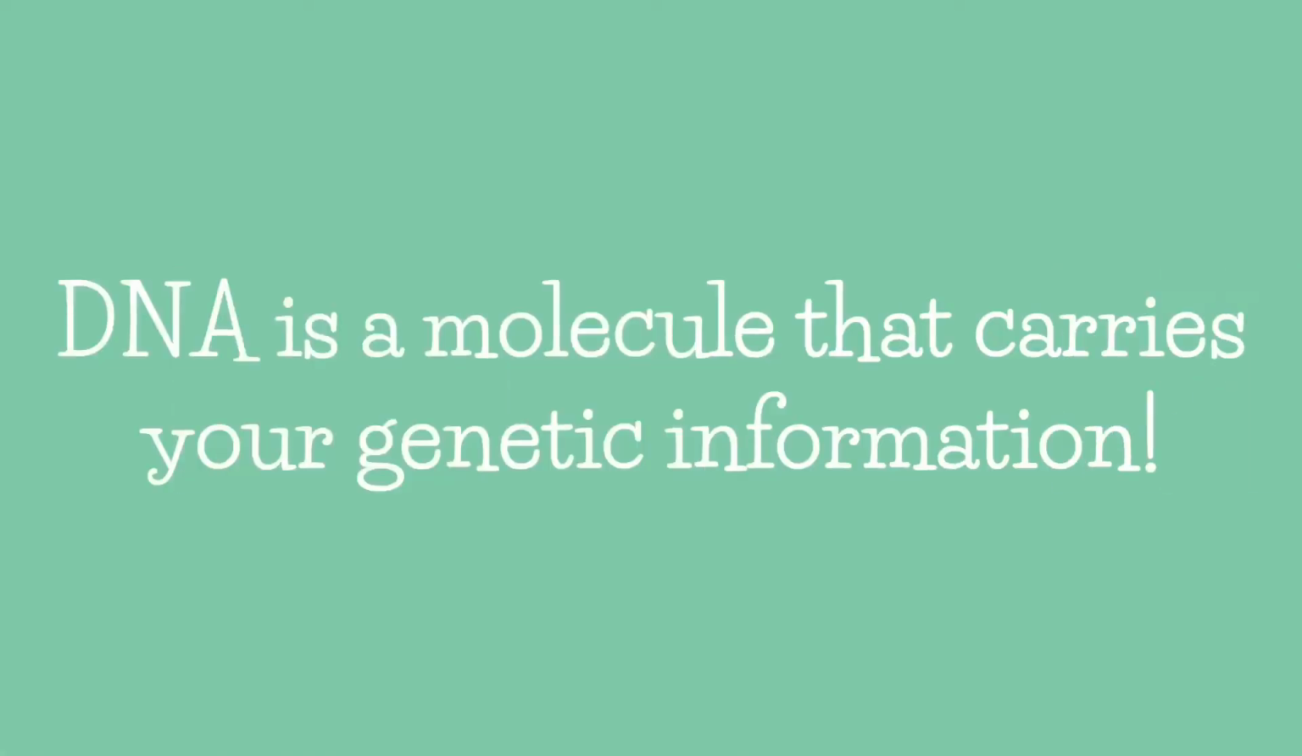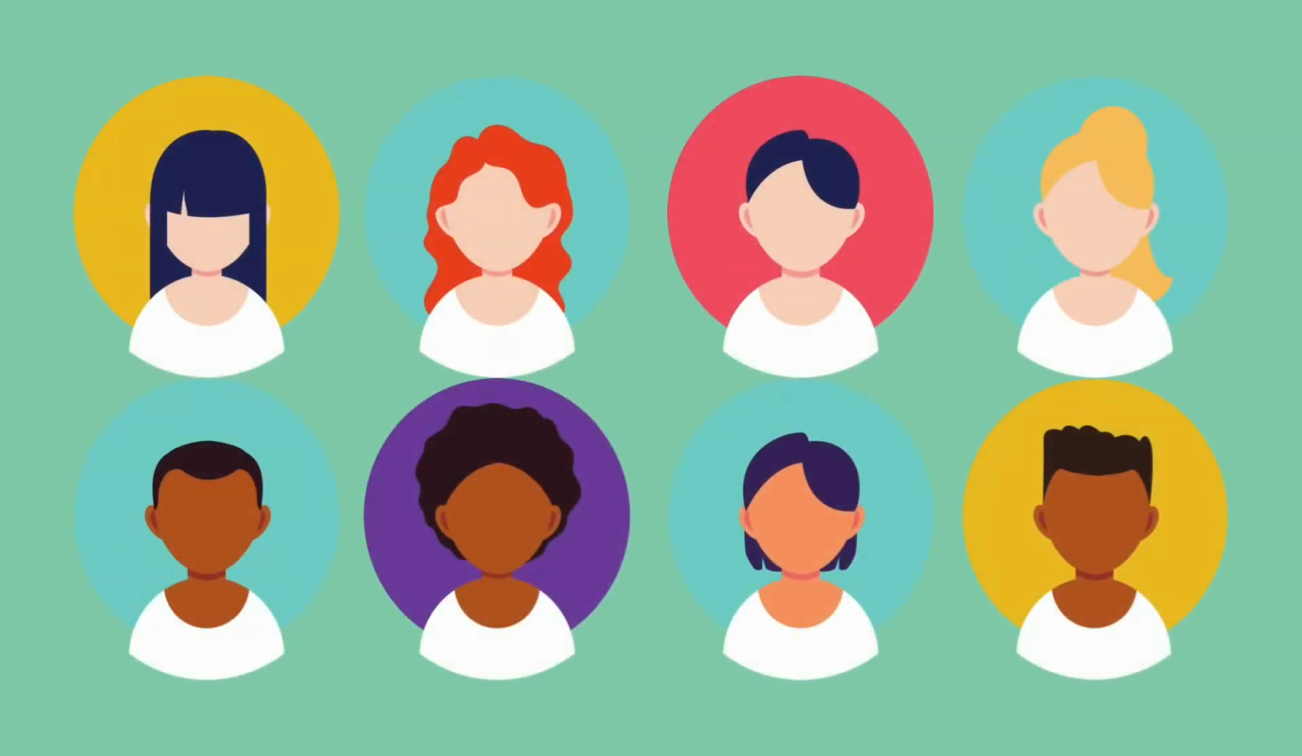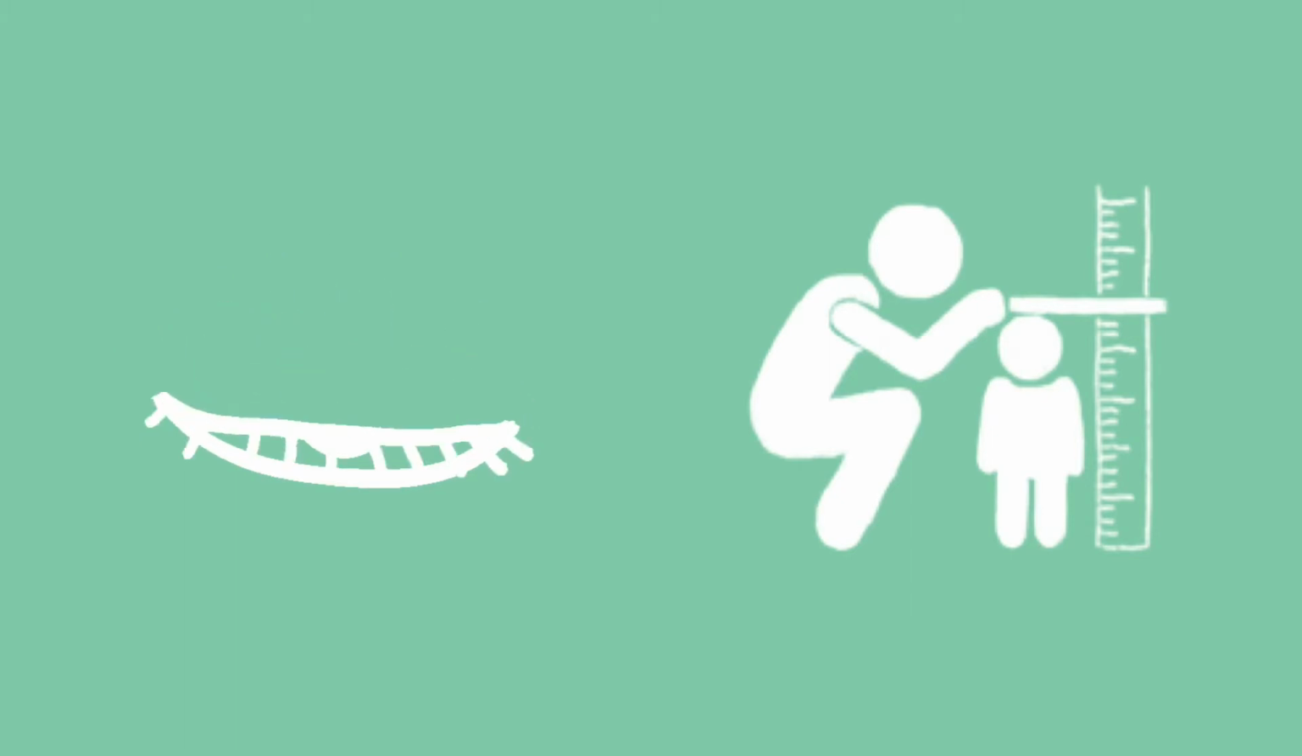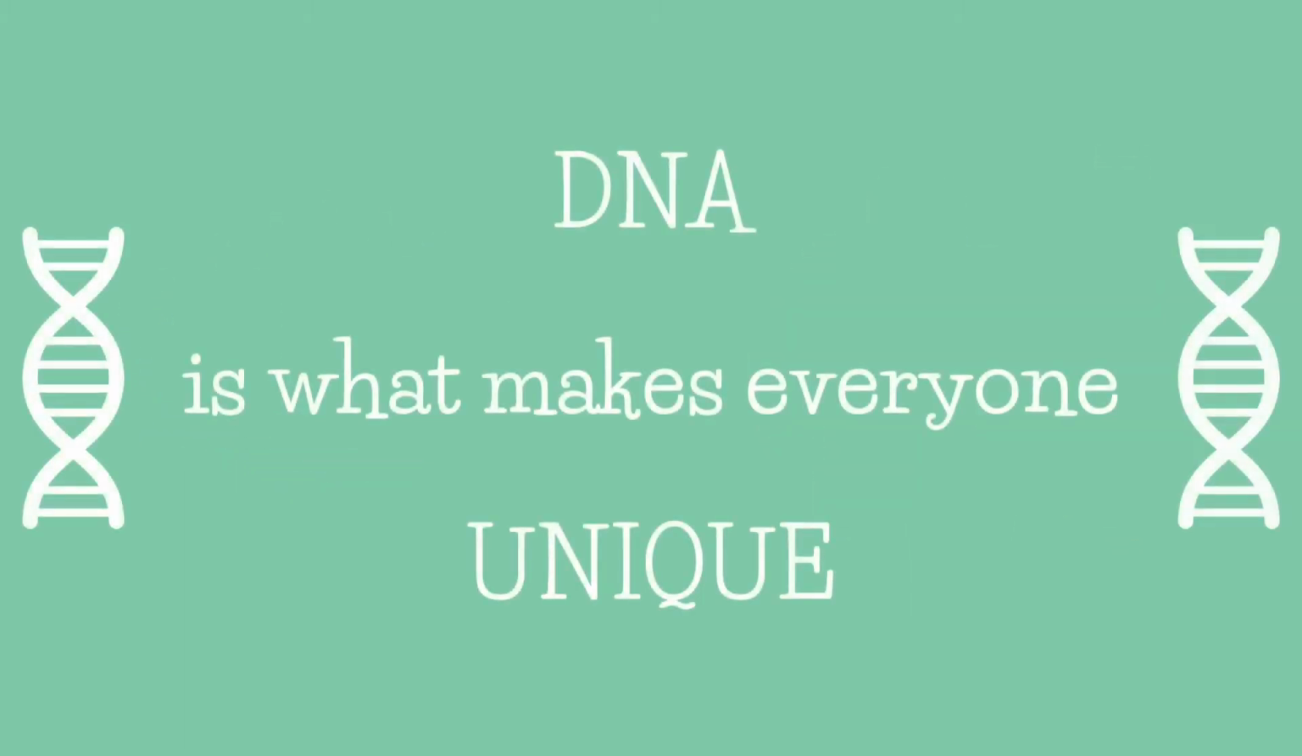DNA is a molecule that contains your genetic information. It basically acts as a recipe for everything that makes you you. It determines things like what color your eyes will be or how tall you will grow. And DNA is different in each individual, kind of like a fingerprint. It is what makes everyone unique.